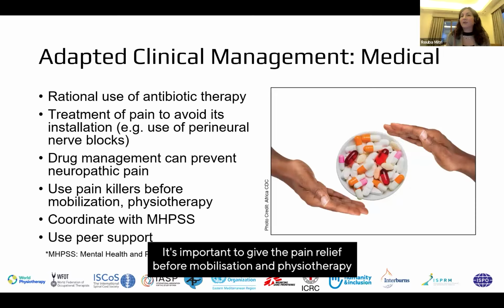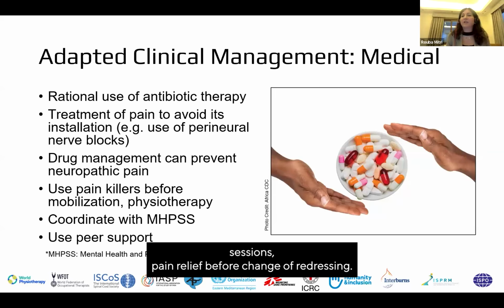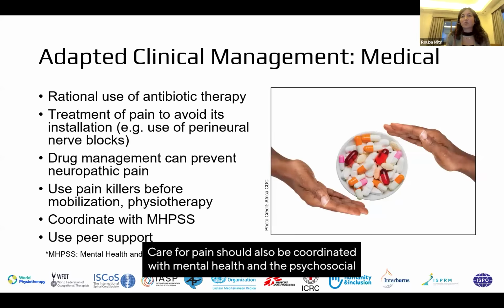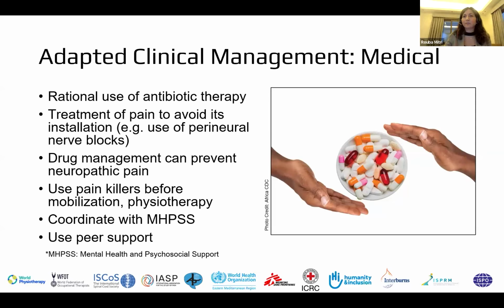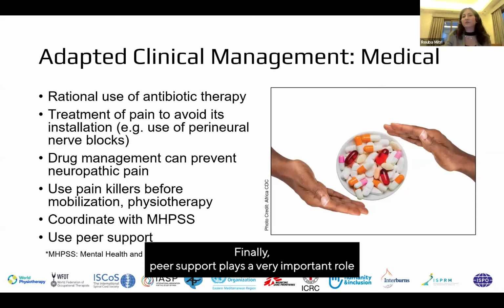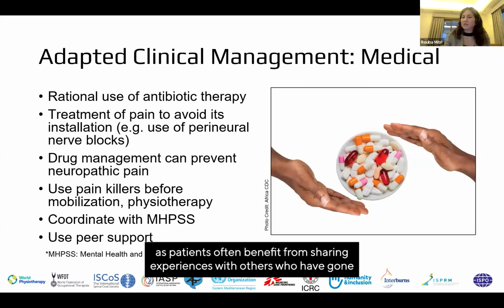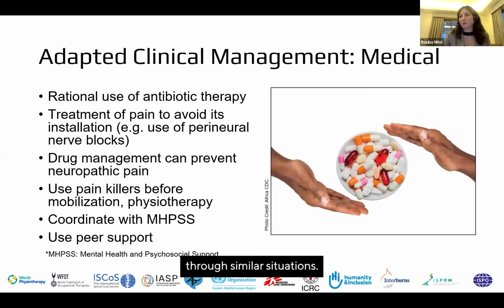Also, it's important to give pain relief before mobilization and physiotherapy sessions, and pain relief before change of dressing. Care for pain should also be coordinated with mental health and psychosocial support services. Finally, peer support plays a very important role, as patients often benefit from sharing experiences with others who have gone through similar situations.